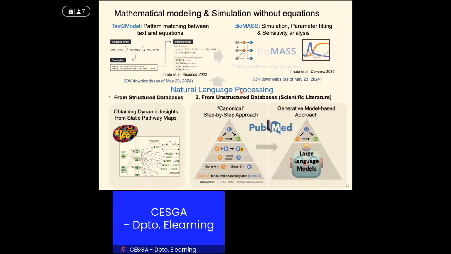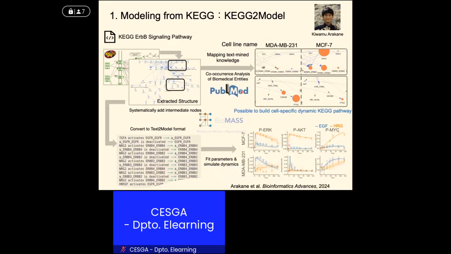So then we tried using NLP for our method. The first thing we tried is not making a model structure from scratch. The first thing is to apply an already known structure, but by combining knowledge from PubMed to make a cell-specific KEGG model. The KEGG is very general, so the KEGG written in here is not my KEGG.